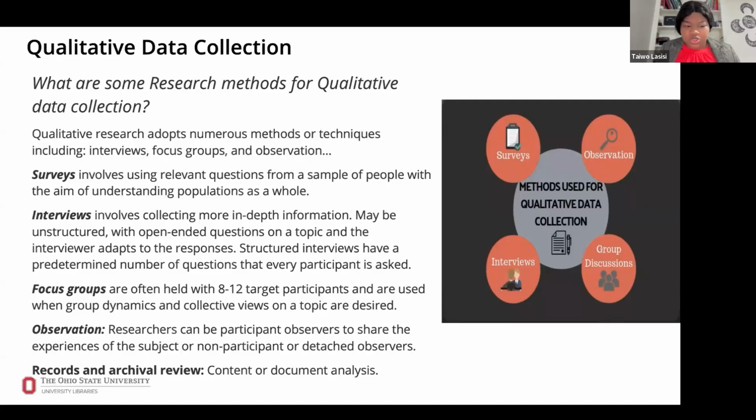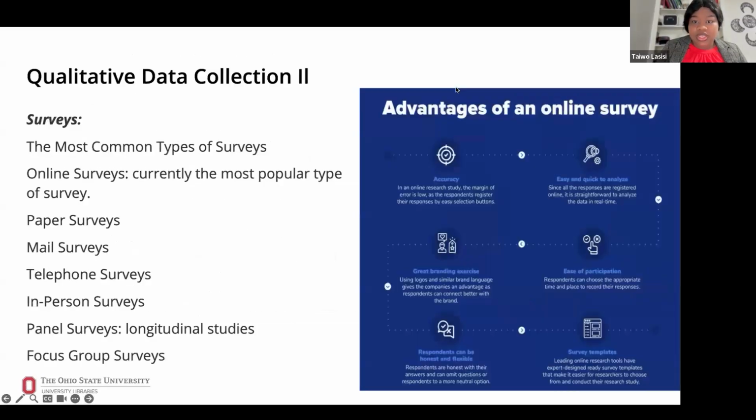Also think about observation. That's also a good way to collect data. You can be a participant observer. You can be a non-participant. Think about records and archival review as well, which is great when you're thinking about content or document analysis. So those are great ways to collect data when it comes to qualitative research.